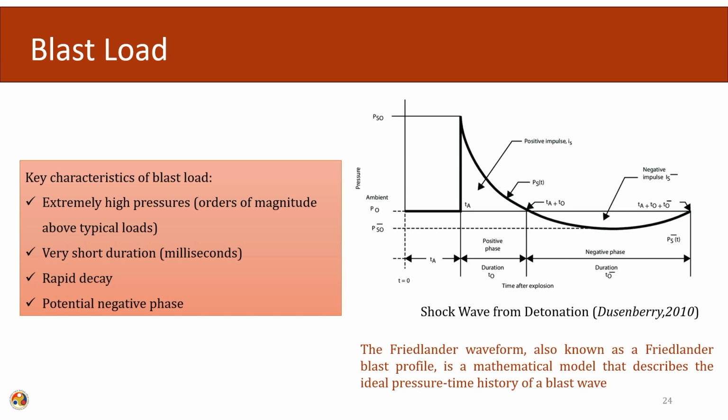Some terms like Pso, that is denoted by the overpressure, ta, the time of initiation of the blast, t naught, the positive phase duration, and t naught negative, the negative phase duration. These are some of the terminology that we will be using regularly when we are trying to define the blast loading. And this type of profile is normally called the Friedlander's profile, and any type of blast loading will be defined in terms of a Friedlander profile having its own value of Pso, t naught and t naught negative.